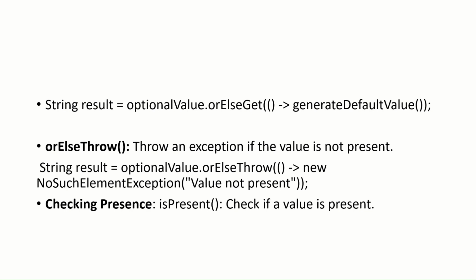Like let's say we have created one optional variable, and that variable is empty or null. Then in that case, if you want to throw some custom exception, you can use this orElseThrow method and provide your own exception instead of NoSuchElementException. So here we are providing the message as value not present. Okay. Similarly, if you want to check for the presence, you can use the isPresent method, which returns a boolean. It checks if the value is present or not.